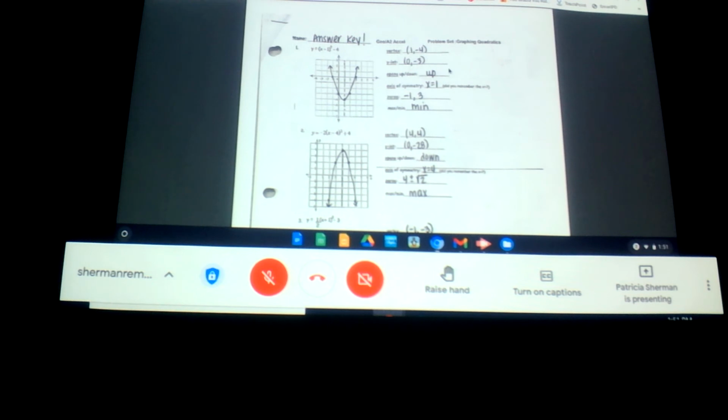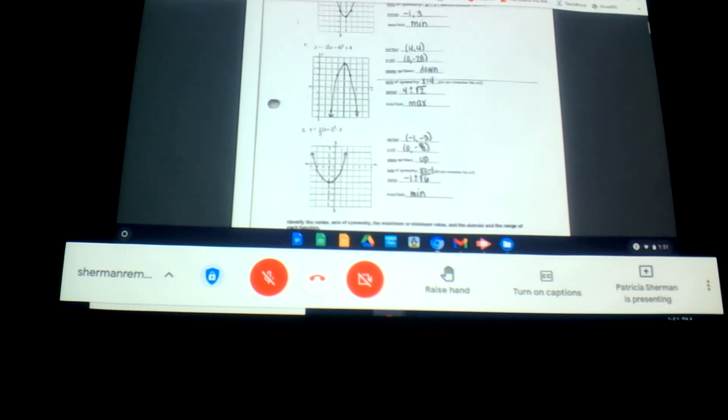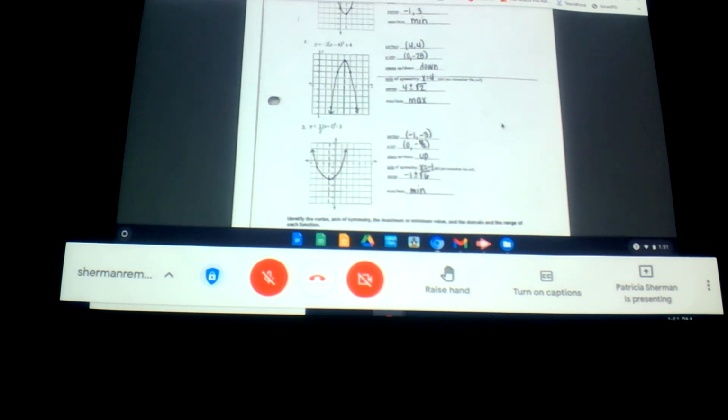It opens up or down; you can see it's up. Axis of symmetry we get from the vertex. The zeros, I think I just got from my graph because I plotted the points, and then that is a minimum. The other ones are pretty similar, where you're finding the same info: the vertex, the intercept, up or down, axis of symmetry, the zeros, max and min.